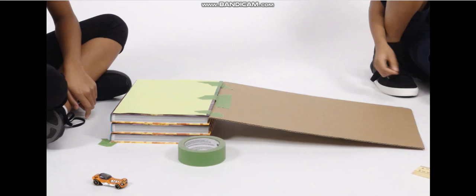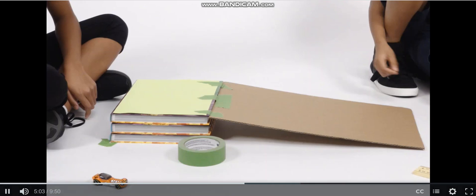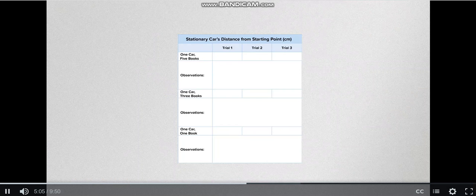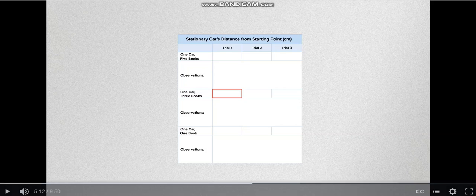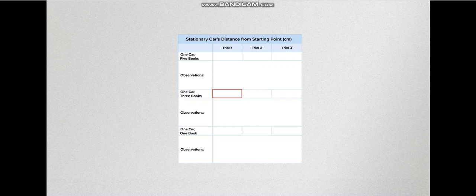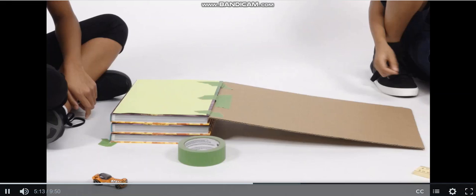Now that you have the ramp set up, let's see what happens this time when the cars collide. In your table, select Trial 1 for the 1-car, 3-book test. Observe the trial closely. Do you think the results will be different this time?